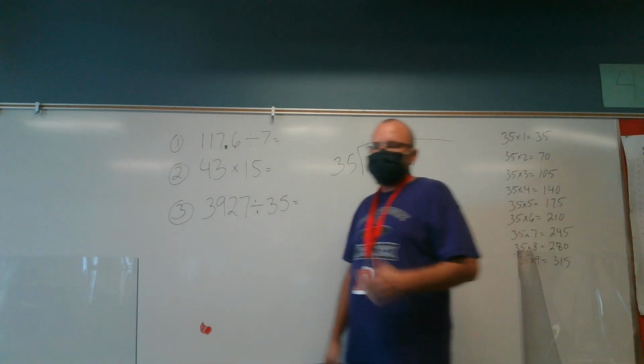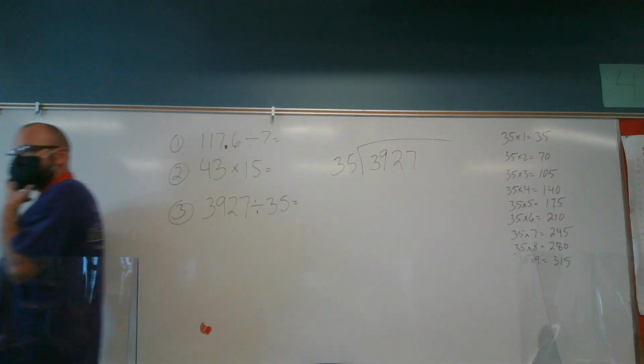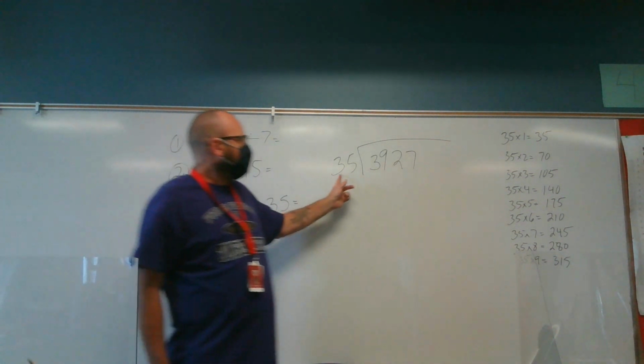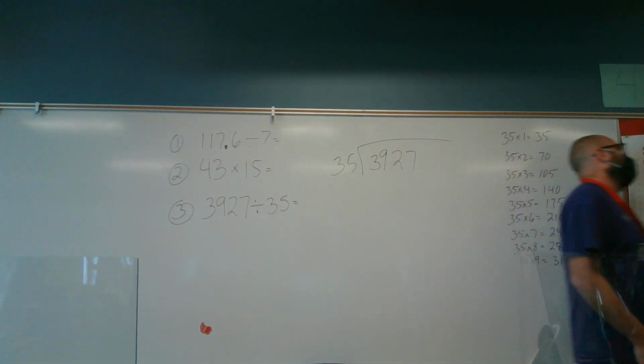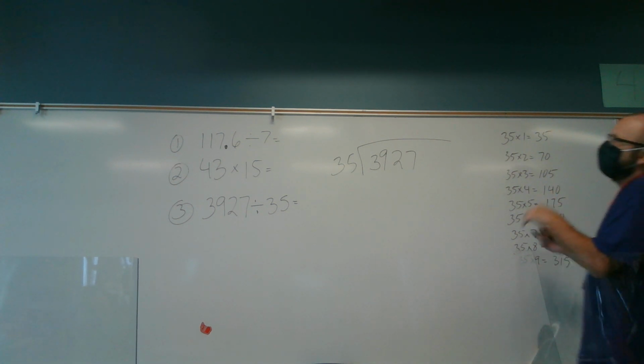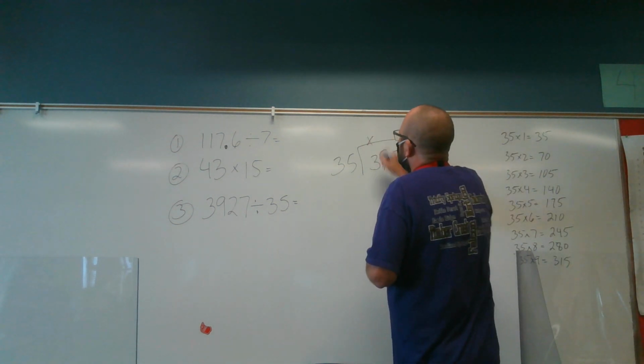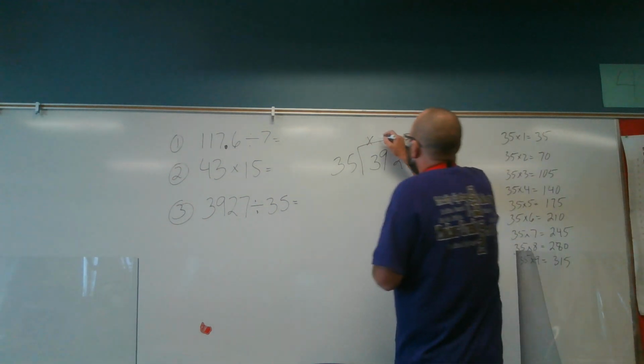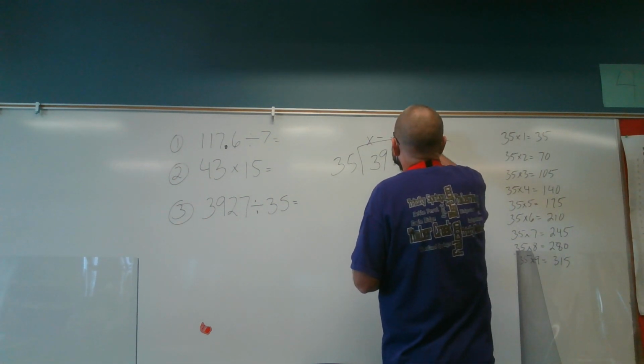Alright, so now that I've done that, I've made my life much easier. And then I go back and I ask myself, does 35 go into 3? Myself says no. Now I ask myself, does 35 go into 39? Yes. That means I'm going to have a number above the 9, the 2, and the 7.